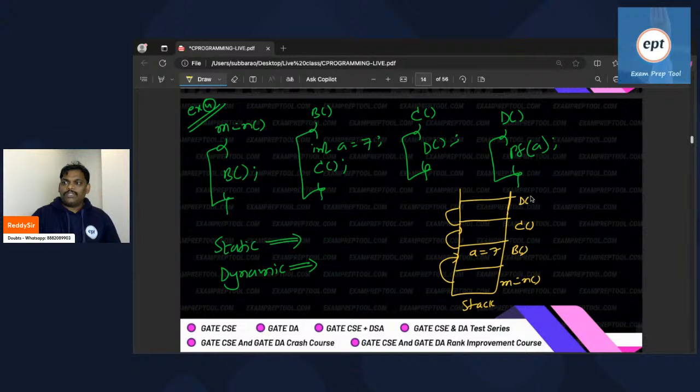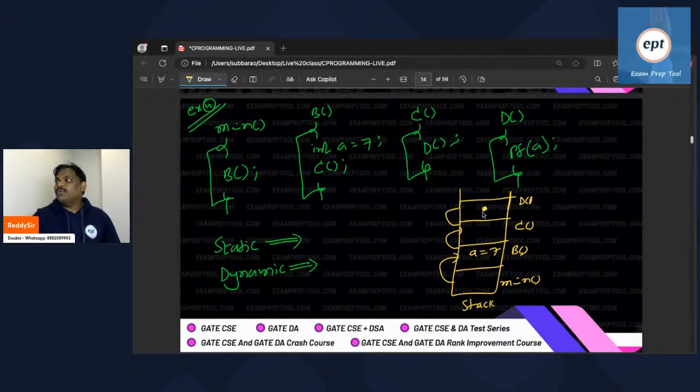In the D function, you are saying print A, right? There is no local. It is a scope problem. I said to the compiler, if you come across this problem, compiler, you resolve.